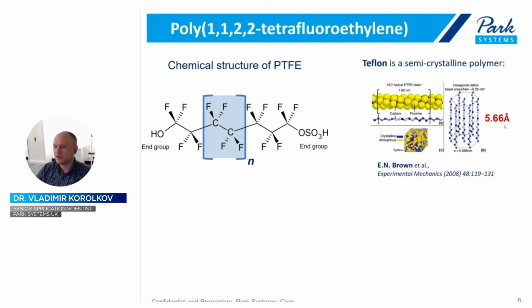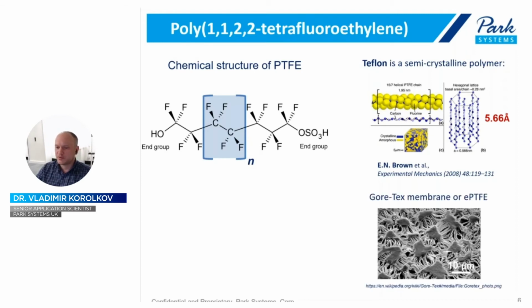So that's for the bulk polymer. For bulk polymer, they established that that kind of molecular arrangement exists. If you remember what we were seeing in the live images, that's pretty much the same, 5.6 angstroms. And that polymer is extremely widely used pretty much everywhere. You're probably very familiar with the so-called Gore-Tex membrane, or expanded polytetrafluoroethylene, that is used for all sorts of waterproof jackets, shoes, boots, you name it. Probably everyone has something with Gore-Tex.